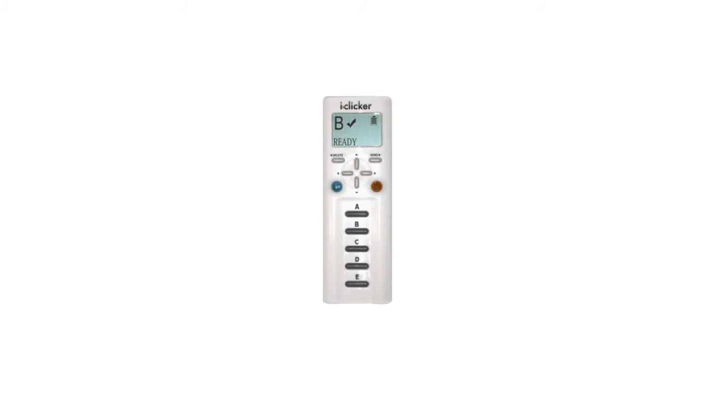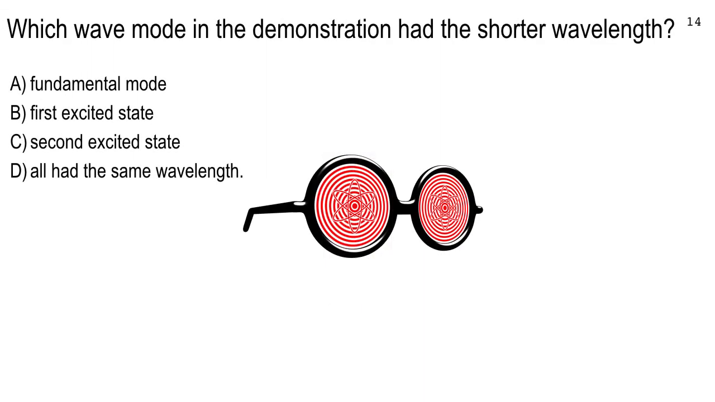Okay, first question. Concerning the demonstration, look at your diagrams, look at your notes. Which wave mode in the demonstration had the shorter wavelength? So a bump and a dip. Which one had the shortest beginning of bump to end of dip distance? That's a wavelength.